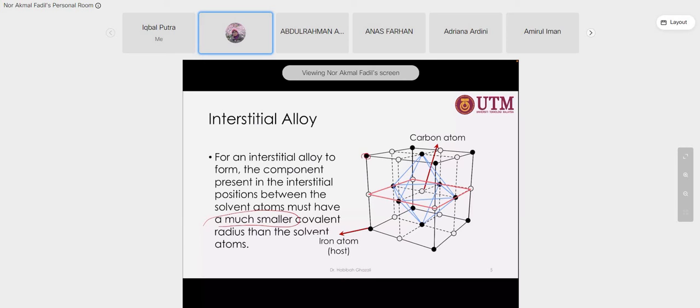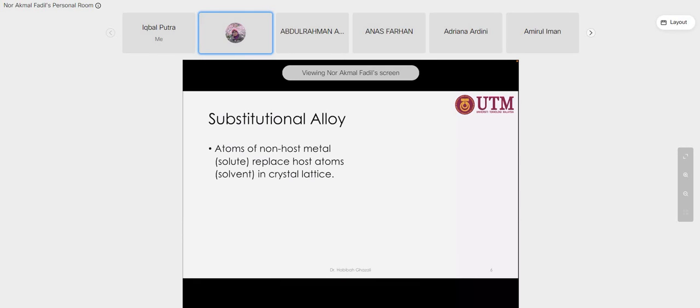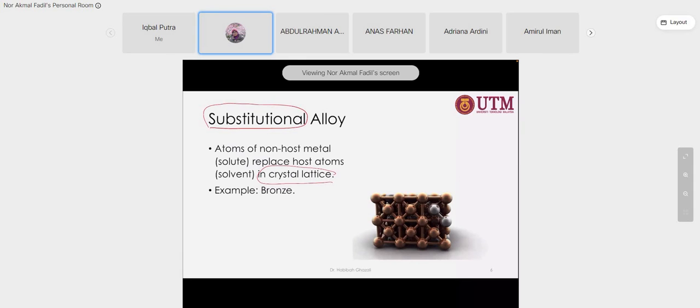Okay, this is not the original size of the atom. This is just the position of the atom. Imagine this is the center of the atom. Atoms of the non-host metal we call the solute. They replace host atoms, which is the solvent, in the crystal lattice. When it involves taking the original position of the original material, it is always substitutional. The mechanism is substitution, replacing the original position that belongs to the parent atoms. For example, bronze.